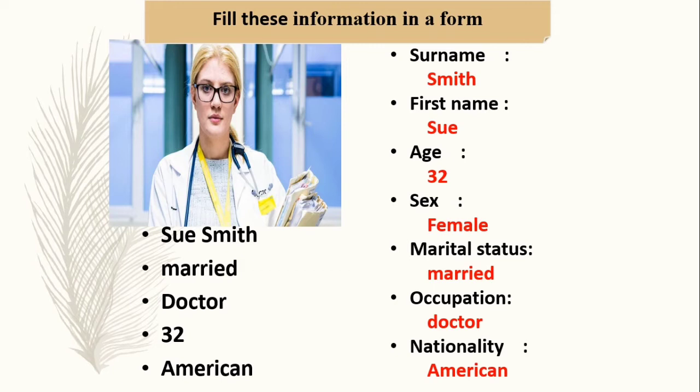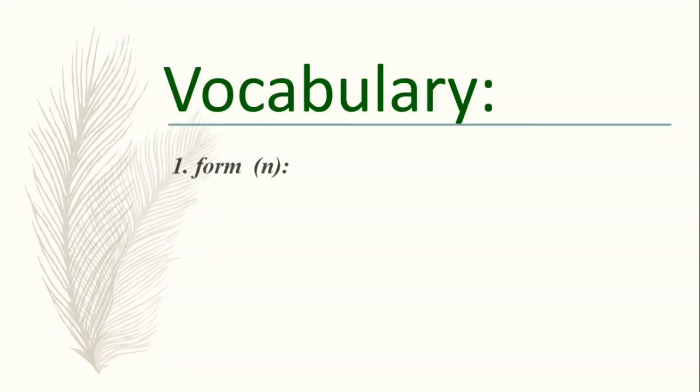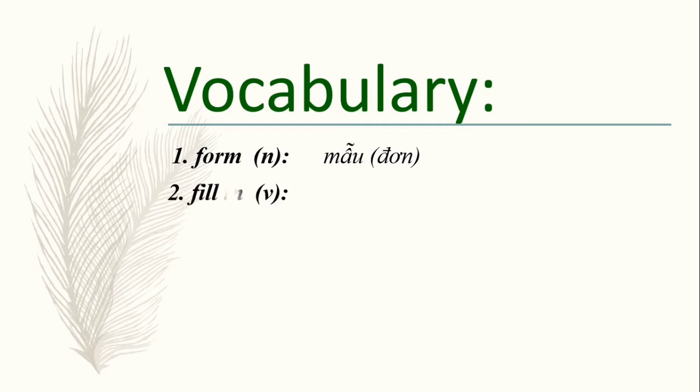Now, let's move to the vocabulary part, shall we? Our first word is form, a noun. It means mẫu đơn. Now listen and repeat after me, okay? Form. Alright. The second word is fill in. It's a verb and it means điền vào. Now listen and repeat after me. Fill in. Alright.